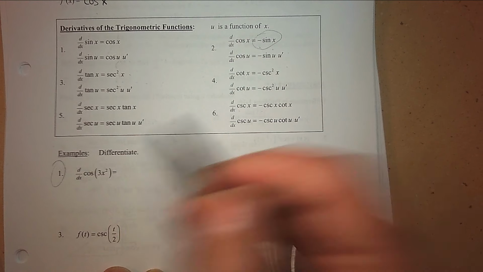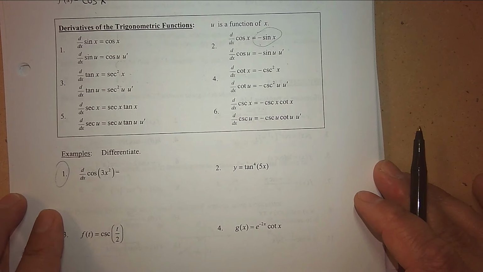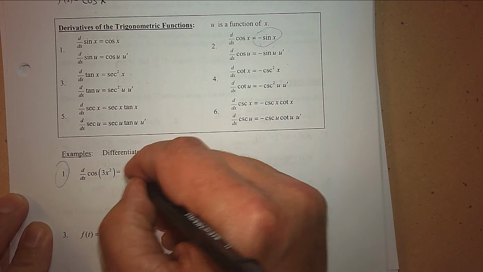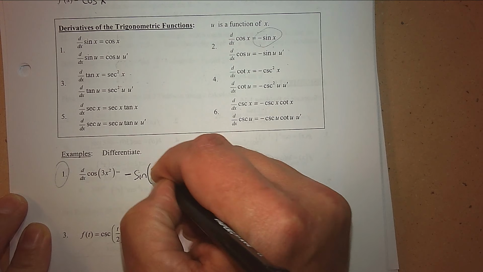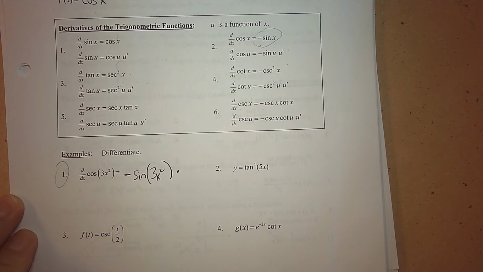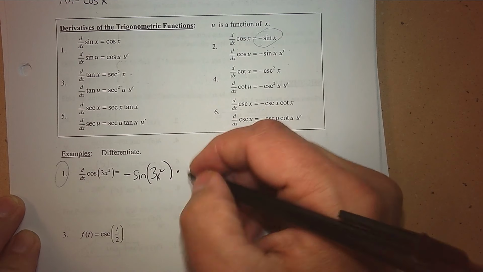Can you find the derivative of cosine? So what's the derivative of cosine? Negative sine of what? 3x squared times, is there a hook inside the trig function? Done.